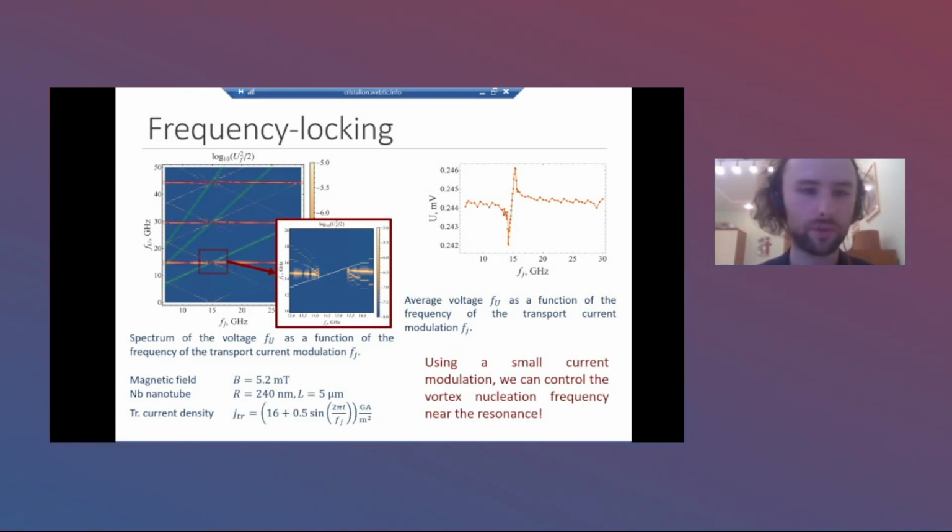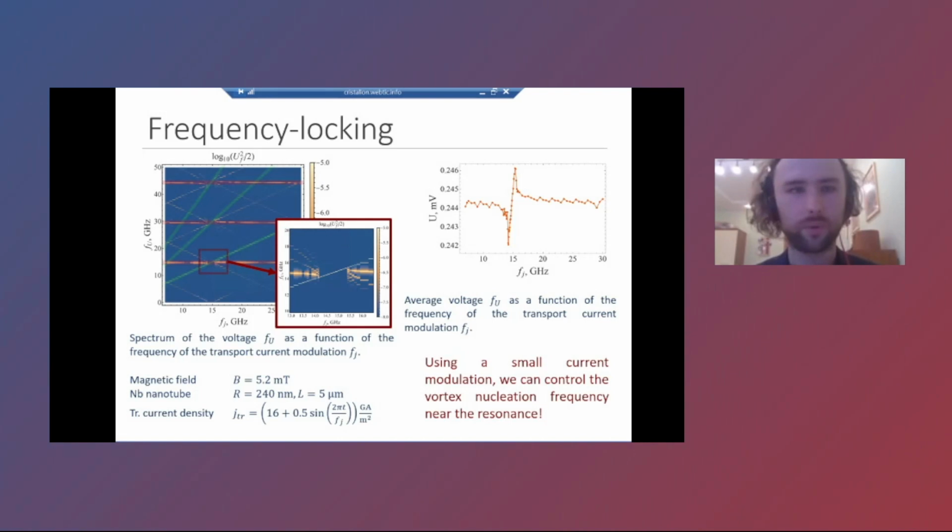the frequency of the transport current modulation is close enough to the frequency of the vortex nucleation. And it means that in some interval of the transport current frequencies, the nucleation frequency is exactly equal to the modulation frequency.